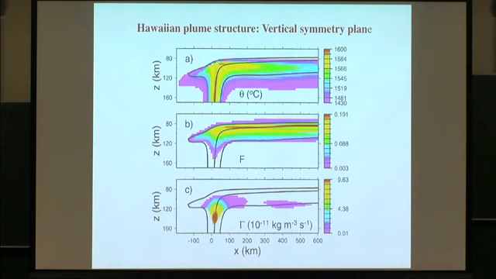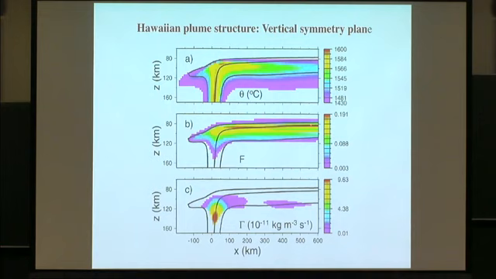And material parcels from closer to the edges will be following these two streamlines here. So secondly, you have the depletion F, which is highest up here. You see this streamline, there's ongoing melting as you move along this streamline. And so it reaches a depletion of about 19% here.